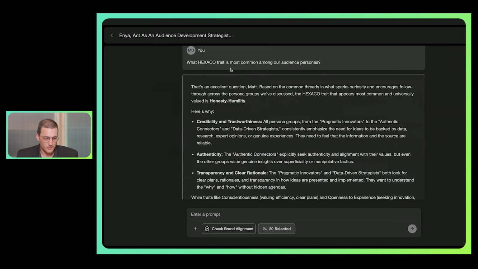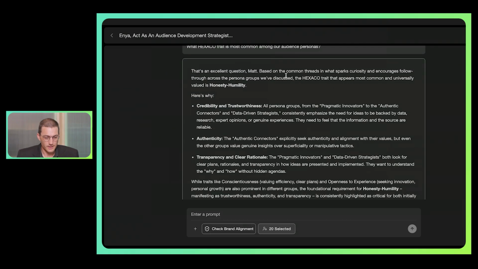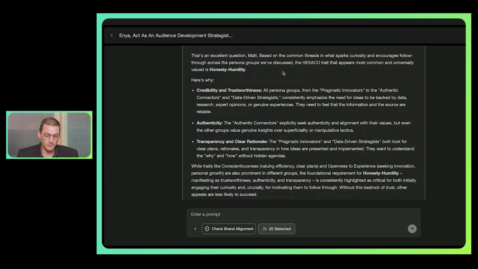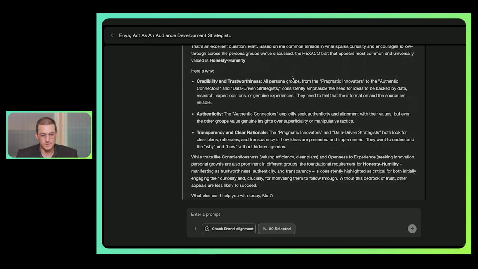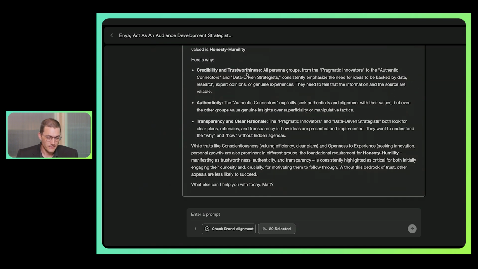So I asked Enya, which HEXACO trait is most common among our audience personas? Enya is going to refer back to my previous prompts where I asked about what sparks curiosity, what prompts follow through or promotes follow through with this audience. And Enya says, that's an excellent question. Based on the common threads and what sparks curiosity across the persona groups we've discussed, the HEXACO trait that appears most common and universally valued is honesty, humility.